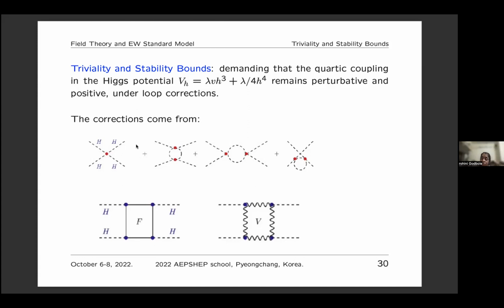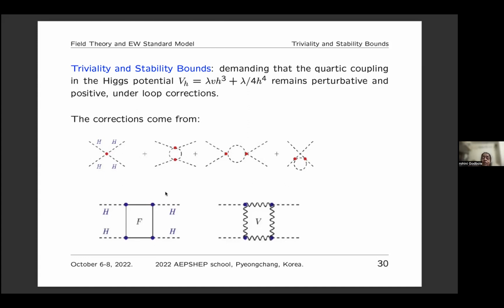I will now show you the diagrams that give loop corrections to the Higgs. For example, this is the self-coupling at the tree level. Then there are these corrections from the Higgs exchanges. Then there are corrections from the fermions. And then there are corrections from the gauge bosons. Now, if lambda is large, in the limit of large lambda, these corrections will dominate. I will come to the triviality bounds a few slides later, if time permits. For large Higgs masses, it is these diagrams that are important.